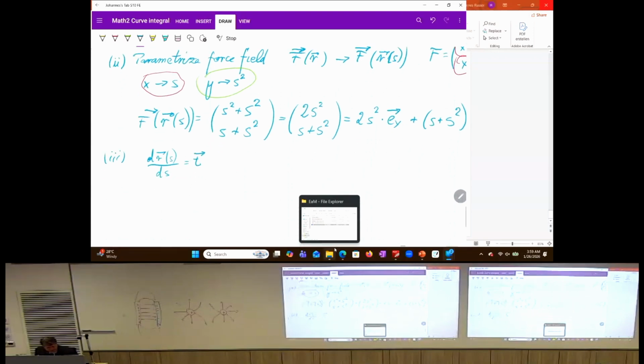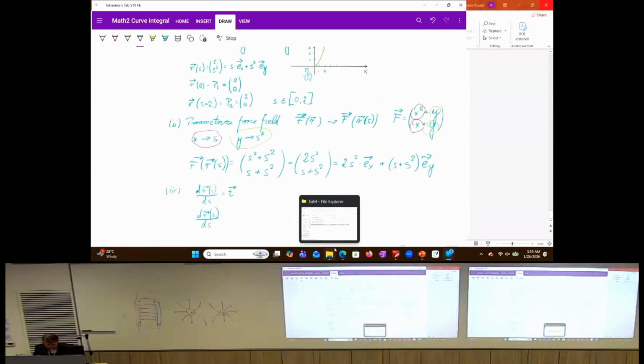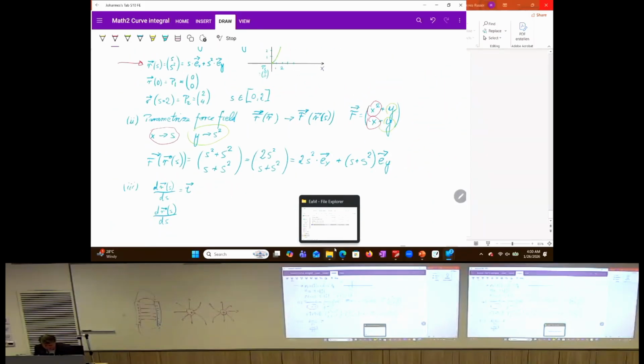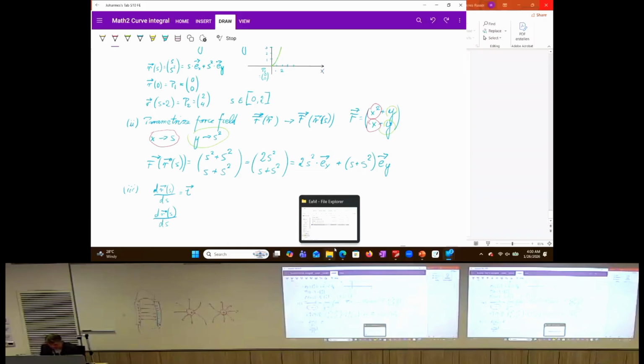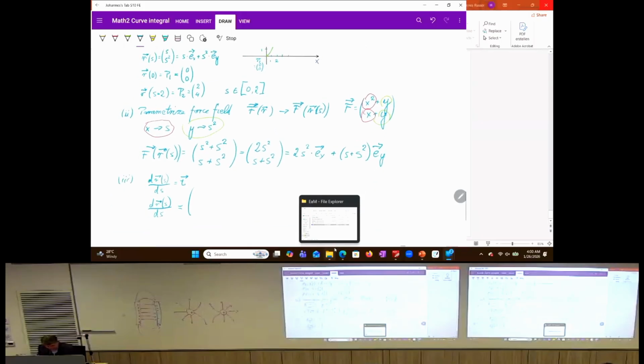So for our specific example, we have our r of s here. We take the derivative with respect to s. The first derivative of s is 1, and s squared gives us a 2s. So this is our adjusted line element. We have 1 times the unit vector in the x direction plus 2 times s the unit vector in y.